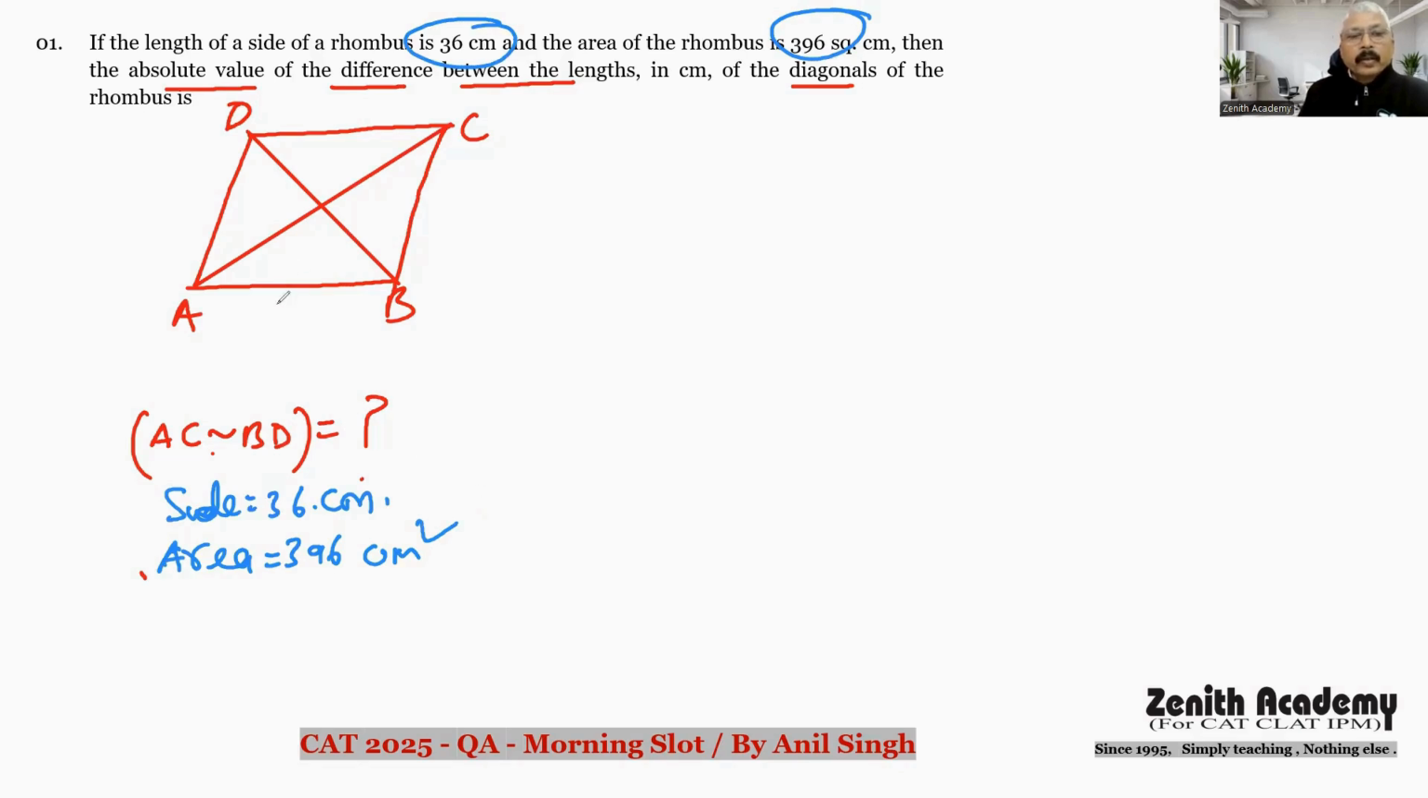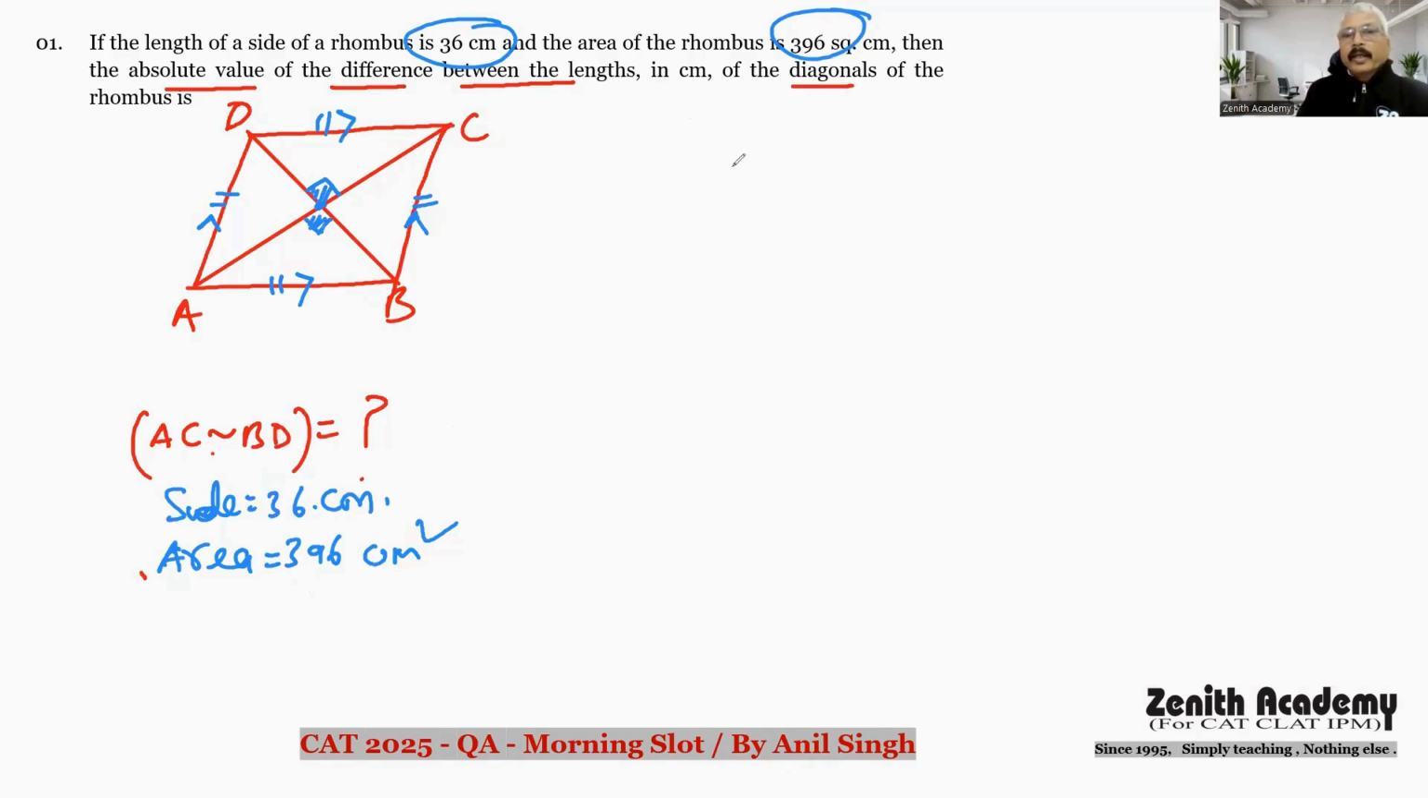This area is given and this side is given. So the basic property of a rhombus: all sides are equal to each other. Opposite sides are parallel to each other. And these diagonals AC and BD bisect each other at a common intersection point, and at the same time they make 90-degree angles with each other also. This is a basic property of a rhombus. So let's attempt the question. The question is about the difference of the length of diagonals.